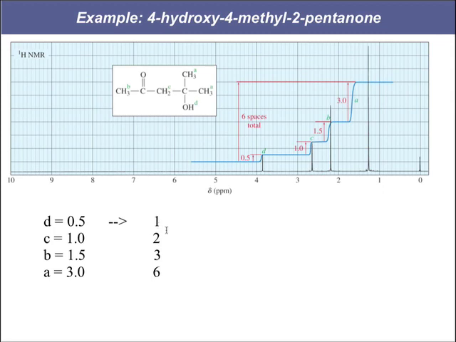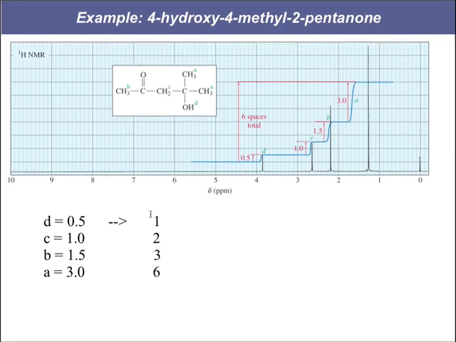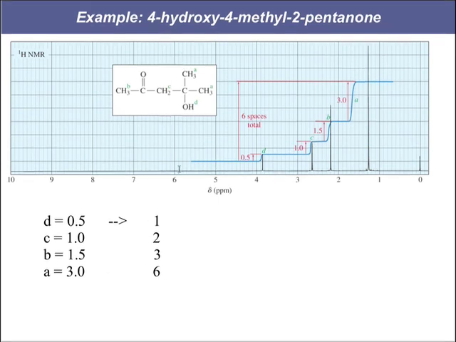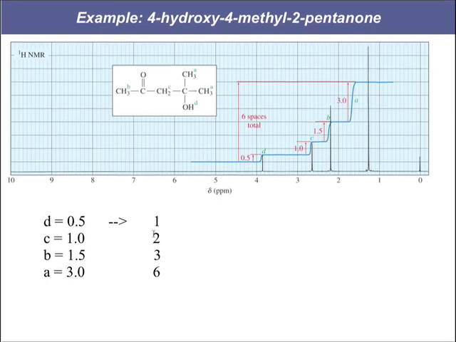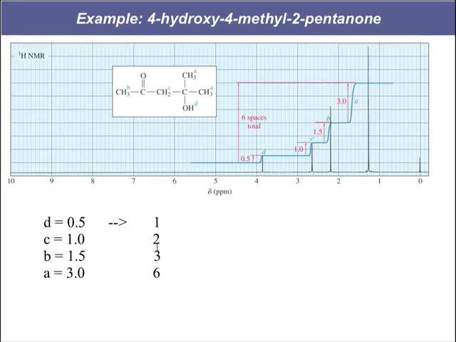So those whole number ratios are actually the exact integrations of our peaks. D is 1 hydrogen. C is 2 hydrogens. B is 3 hydrogens. And A is 6 hydrogens. So again, the integration gives us the ratios. And a lot of times we can infer from those ratios what the actual numbers, the actual quantities of those hydrogens would be.